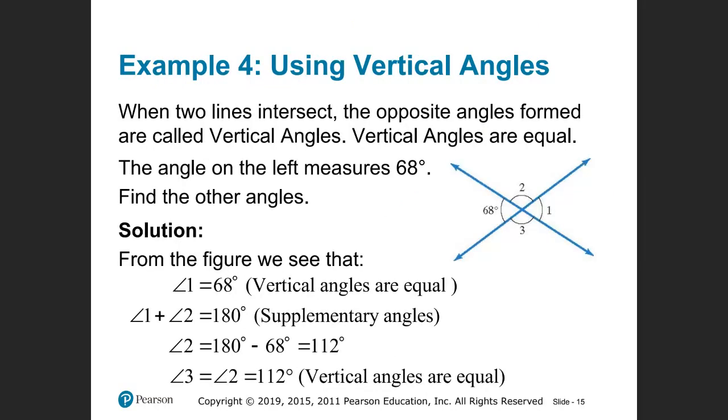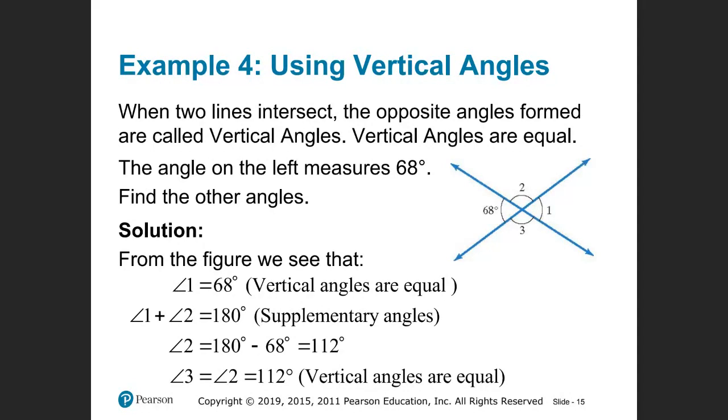Next, vertical angles. When two lines intersect, the opposite angles formed are called vertical angles. So angle 2 and 3 are equal because vertical angles are equal, and angle 1 is equal to the one across from it, which is 68 degrees. We want to find the measure of the other angles.